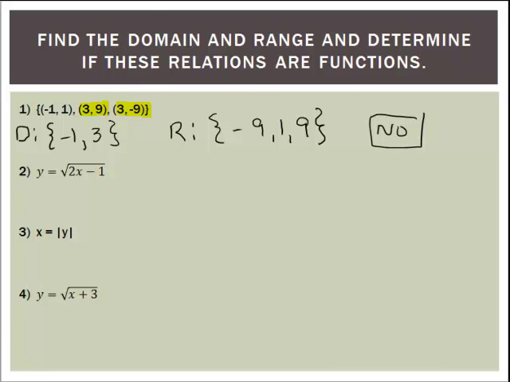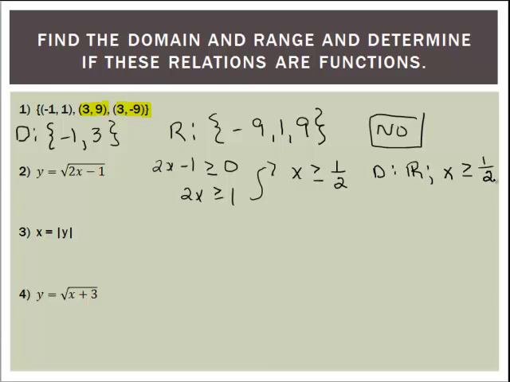What's the domain of number 2? Remember, for domain, what is x not allowed to be? So the 2x minus 1, remember it's under a square root, so it must be greater than or equal to 0. Add 1 to both sides, so 2x is greater than or equal to 1. Divide by 2, so x must be greater than or equal to 1/2. This will be your domain. You would write it like this. The domain is all real numbers such that, or given that, x is greater than or equal to 1/2.